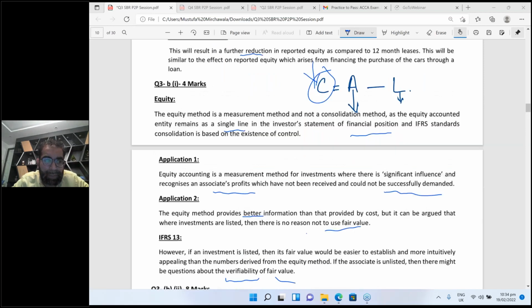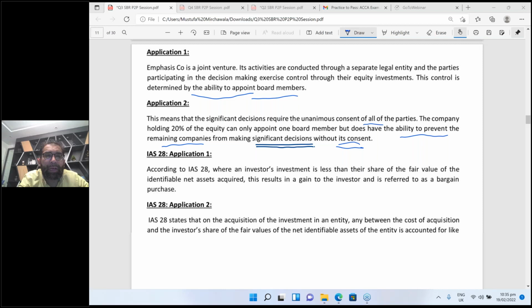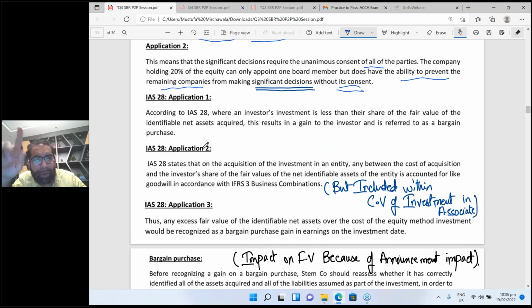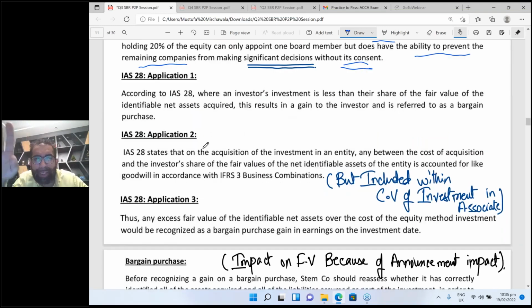So now this is the thing. See, first of all, according to IAS 28, don't worry about that gain on bargain purchase, I've already explained it to you in detail. According to IAS 28, where an investor's investment is less than the share of the fair value of the identifiable net assets acquired, this results in a gain to the investor and is referred to as gain on bargain purchase. Yes, we just paid 150,000. In return we get the fair value of net asset share of 188. So we got more share but we paid less, so it's a gain. Yes, it's a gain, common sense gain.